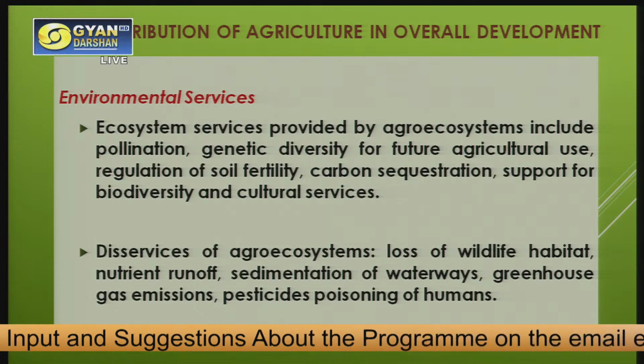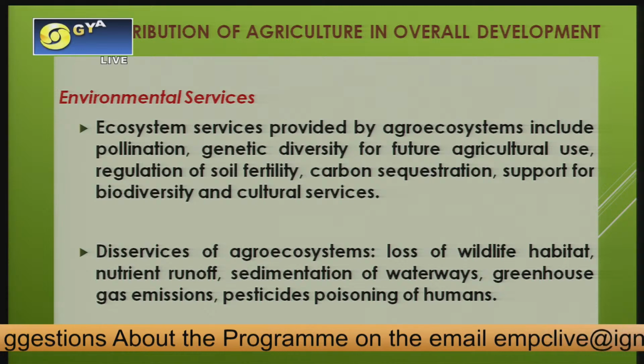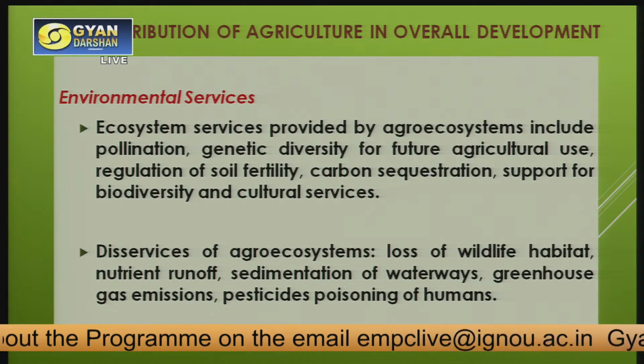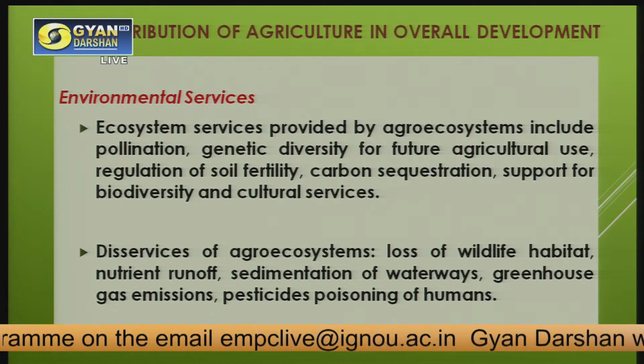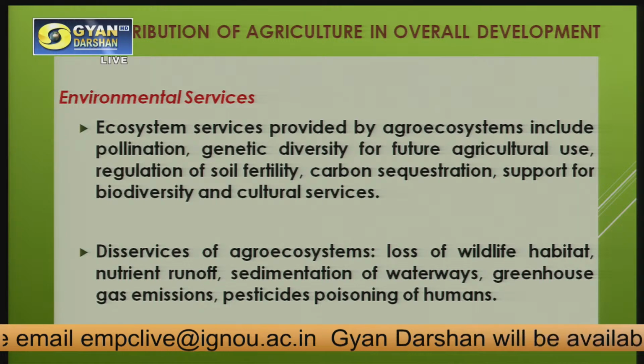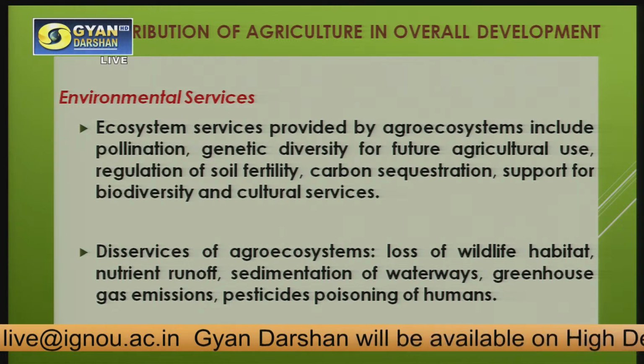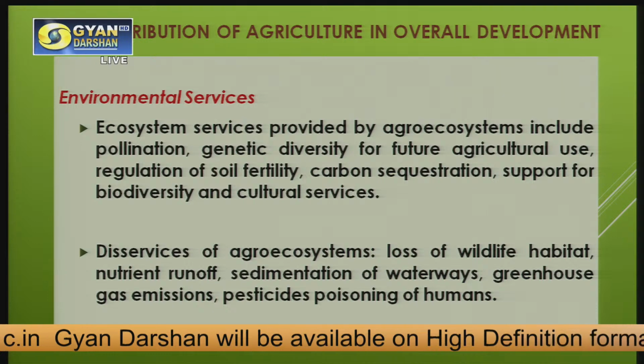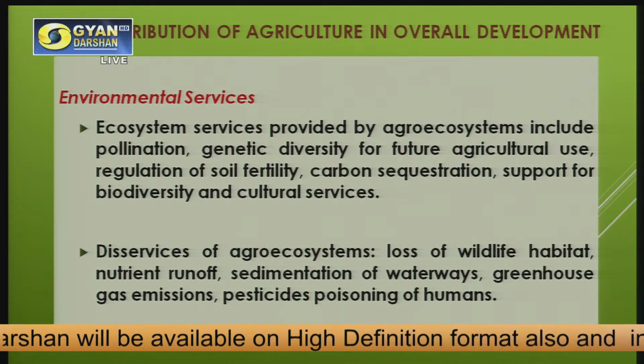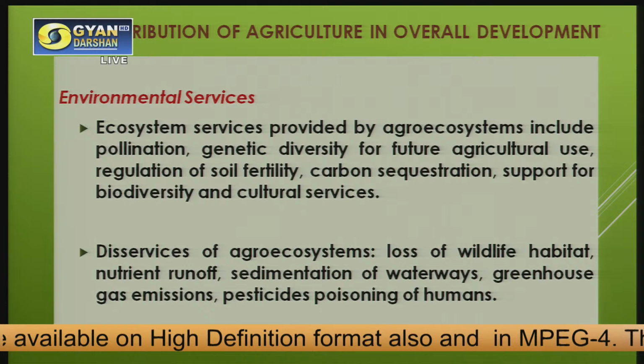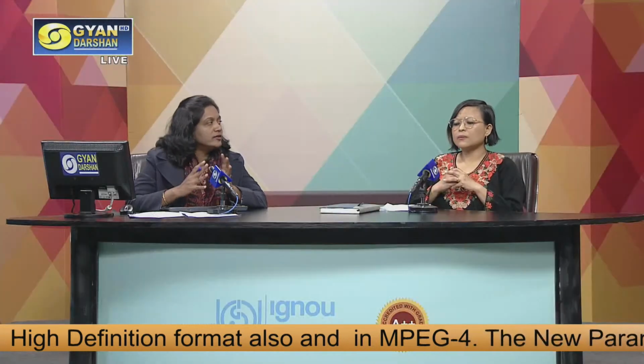For example, the flowers that bloom in the agricultural fields, the bees go and pollinate. So, pollination is one important agro-ecosystem service because without pollination, life would actually cease to exist. They say that if the bees vanish from the earth, then life will cease to exist on earth. So, one of the agro-ecosystem services that agriculture provides is pollination.